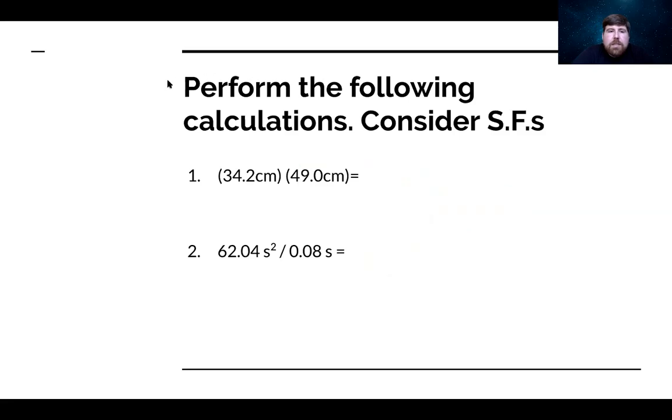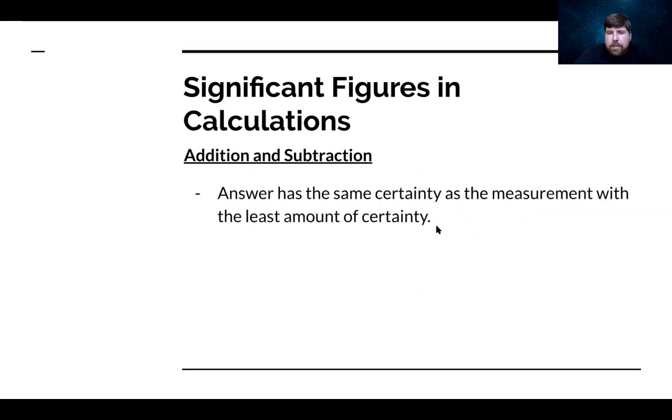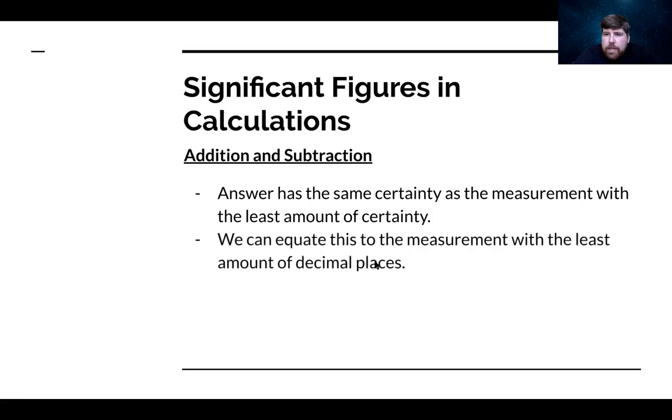The last type of operation that comes up in chemistry in terms of significant figures is addition and subtraction. This one isn't as common, but the rules are still important. When we're adding and subtracting, our answer must have the same certainty as the measurement with the least amount of certainty. Essentially, what this looks like is the final answer is going to have the same number of decimal places as the measurement with the least.